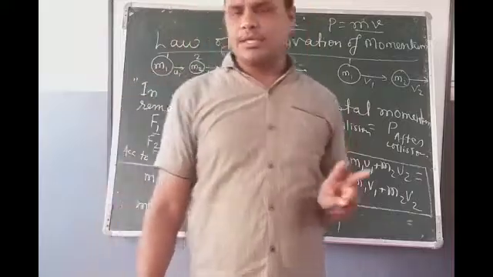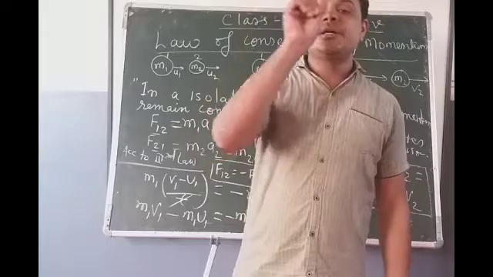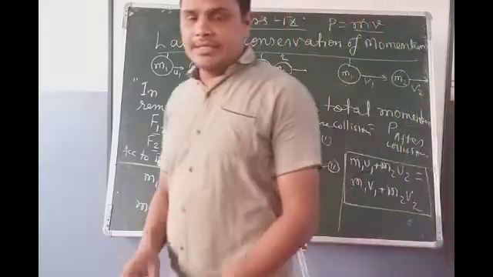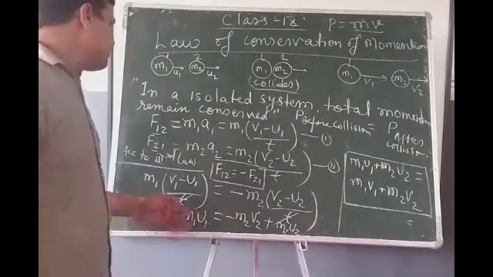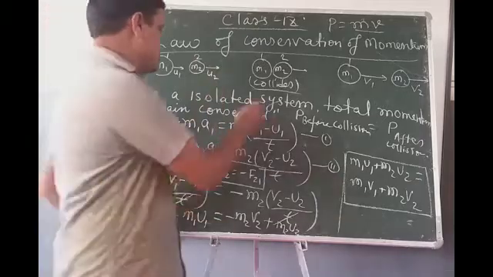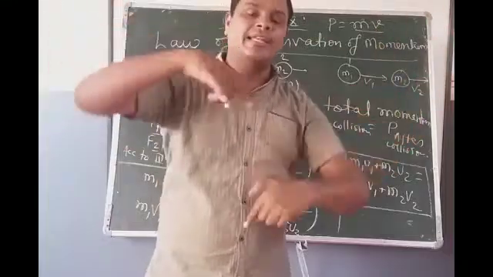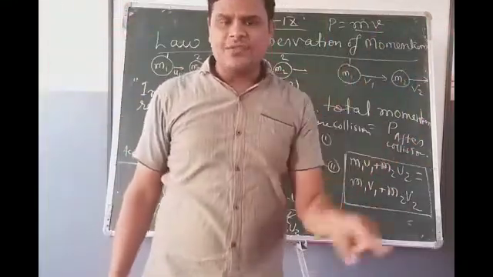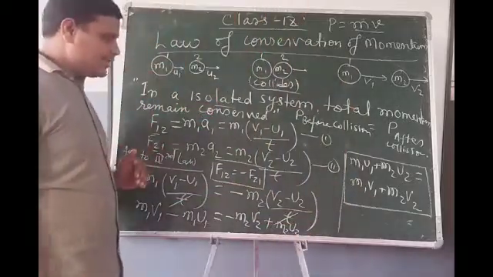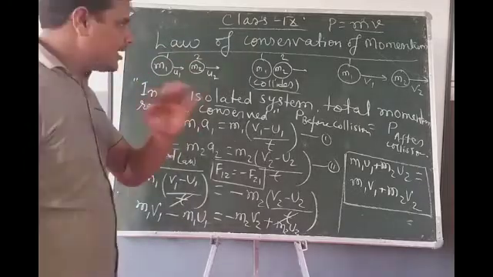So, two things we have learned today. First is momentum. What do you mean by momentum? Momentum is the product of mass and velocity. And the second thing is the law of conservation of momentum. In an isolated system, the total momentum remains conserved. What do you mean by an isolated system? A system in which no external force or any effect is there, meaning external force or effect is zero. For that isolated system, our momentum remains conserved.